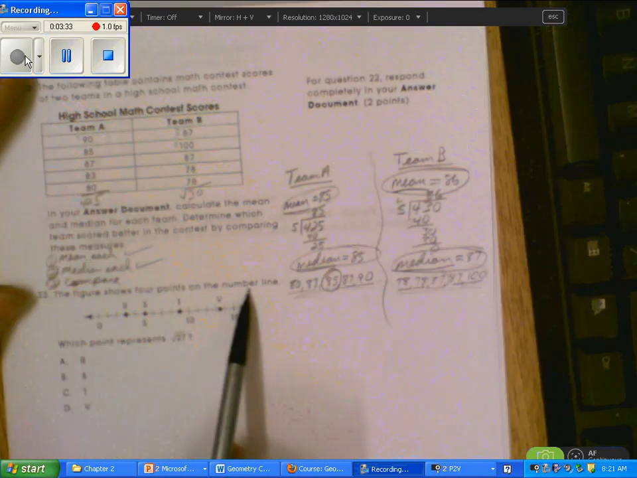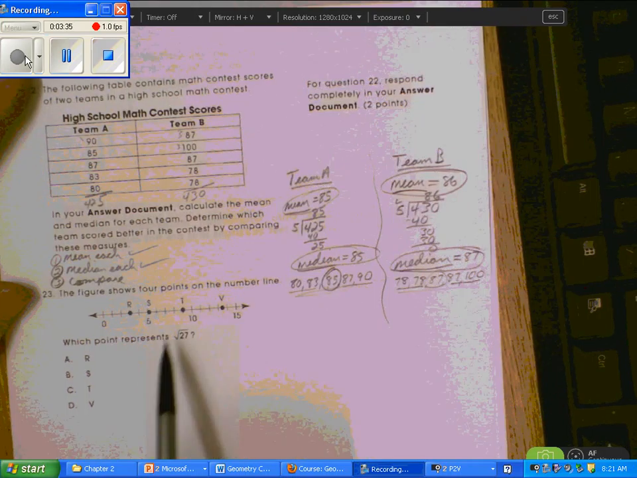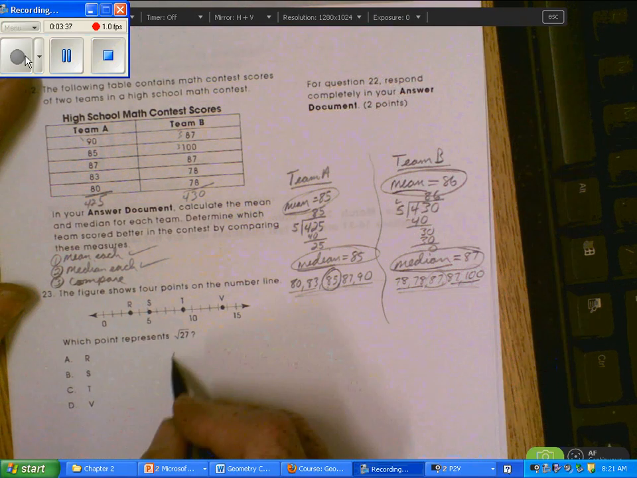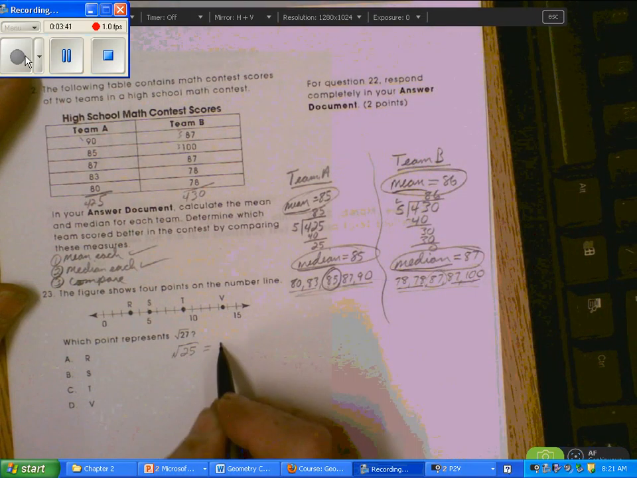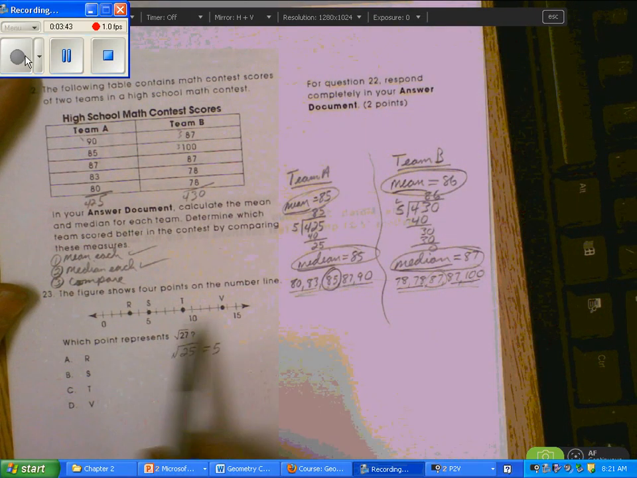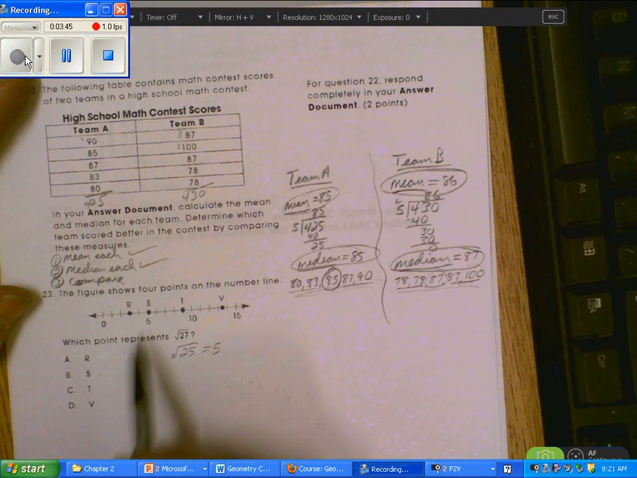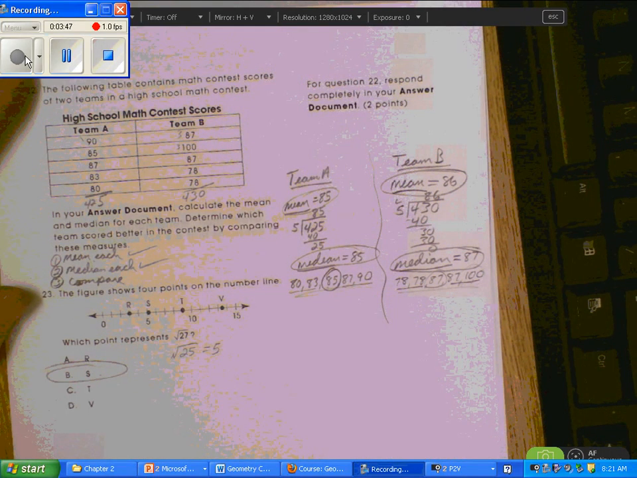Figure shows 4 points on the number line. Which point best represents square root of 27? Well, the square root of 25, which is a perfect square number, is 5, so it should be somewhere around 5. Well, the only one that's anywhere close to 5 is S.